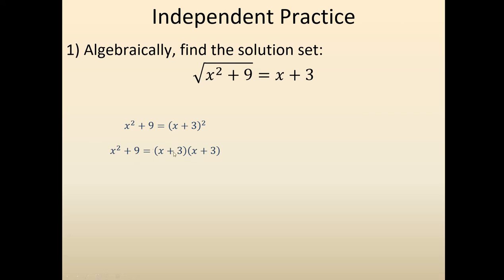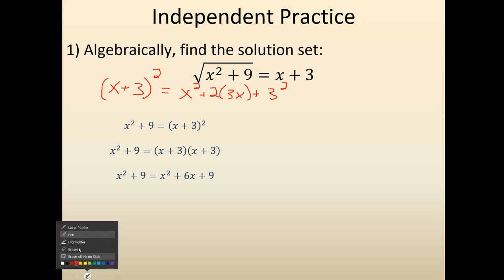But what you can do is distribute the terms. So you can distribute x to both terms and the 3 to both terms. And you'll end up getting x squared plus 6x plus 9. Now, like I said, there is a shortcut. So if you're doing x plus 3 squared, the solution is going to be x squared plus 2 times 3x plus 3 squared. And the thing is, it doesn't matter what the second term is.